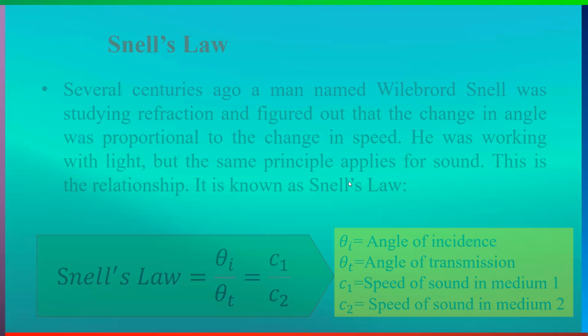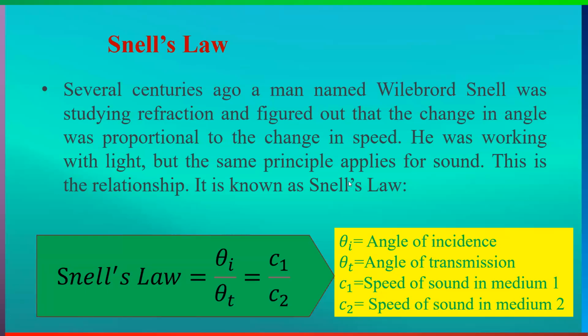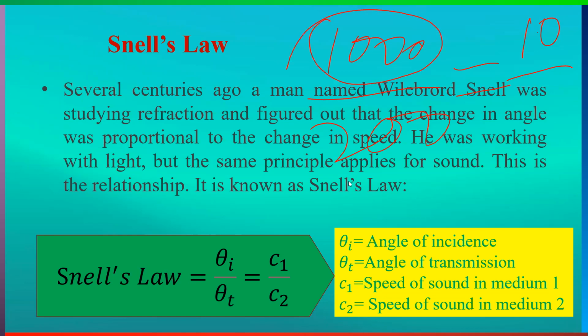So according to Snell's law, just imagine the speed of sound in medium 1 is 1000 and the speed of sound in medium 2 is 2000 and the angle of incidence is 10. What will be the angle of transmission? You can easily calculate that without any calculator. If the speed of sound in medium 1 is 1000 and in medium 2 is 2000, it's doubled. Then the angle of incidence 10 will also be doubled, it will become 20. That's too easy, right?